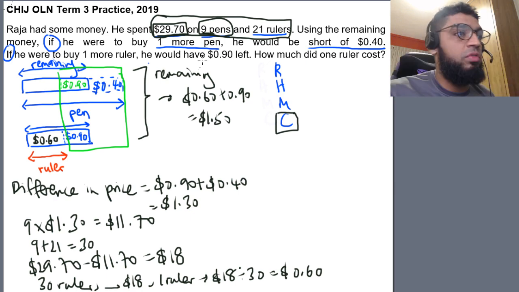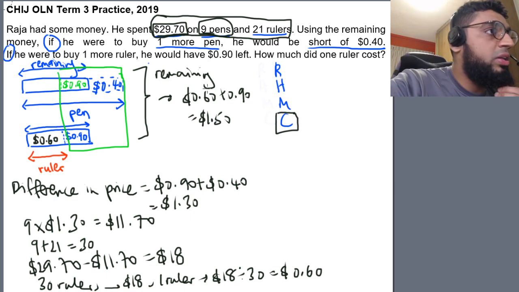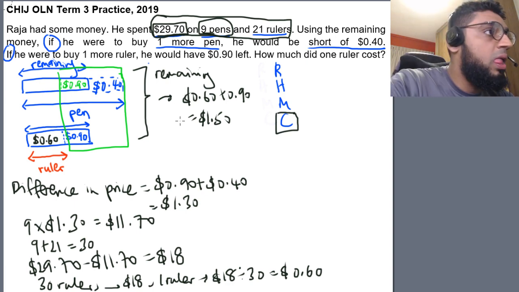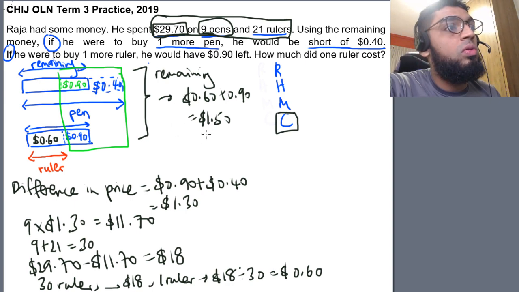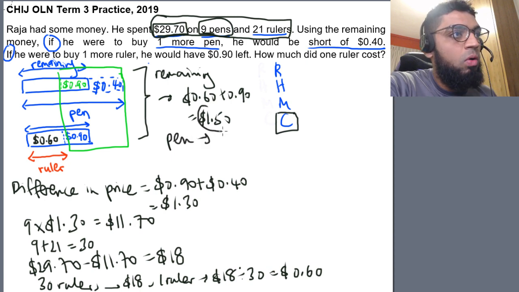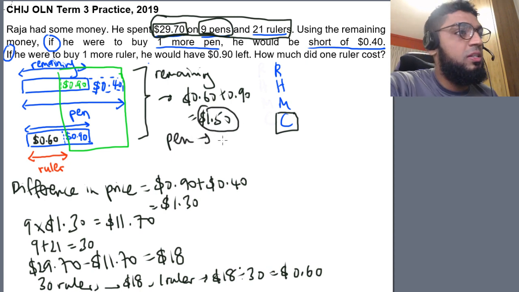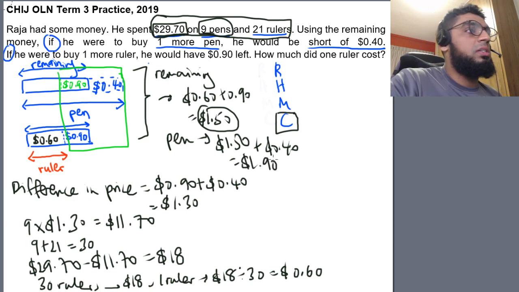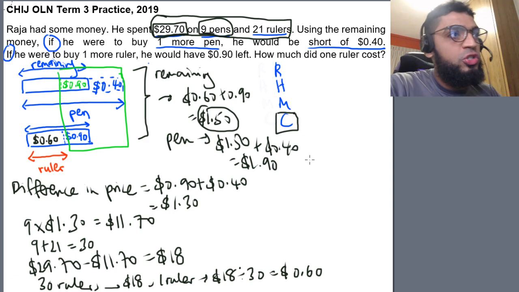Okay, the steps that we have written is all fine. Okay, so I know the remaining amount of money is $1.50. Now, if he were to buy a pen instead, he would need 40 cents more, which means that the price of a pen is 40 cents more than $1.50. Okay, which is 1.5 plus 40 cents, which will give us an answer of $1.90.